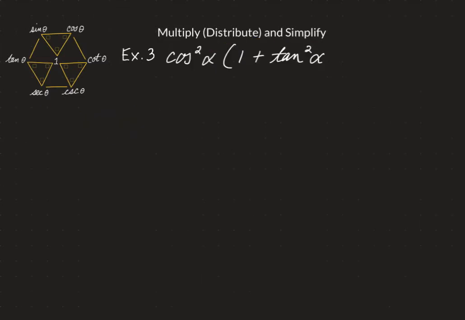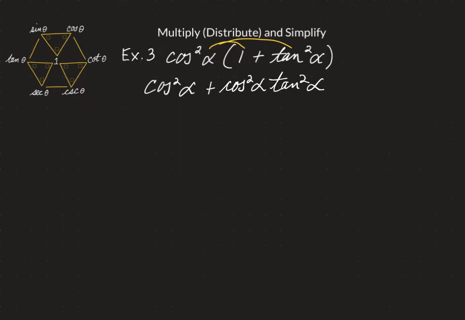Here's example 3. The cosine squared of alpha times the quantity 1 plus tangent squared of alpha. So we are going to distribute just as we have before. So cosine squared of alpha times 1 is itself, plus cosine squared alpha tangent squared alpha.